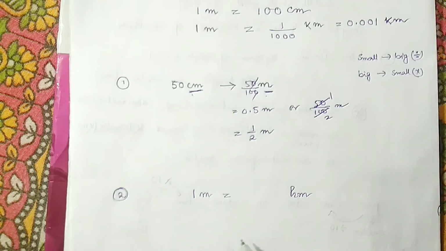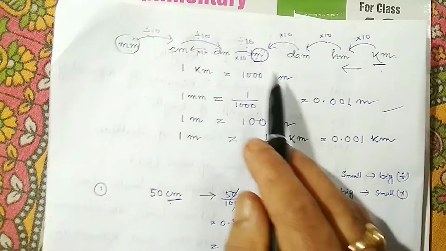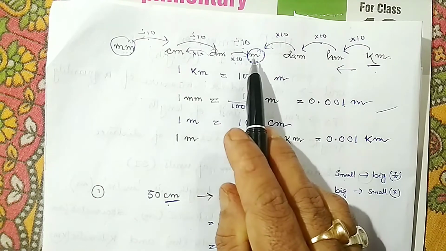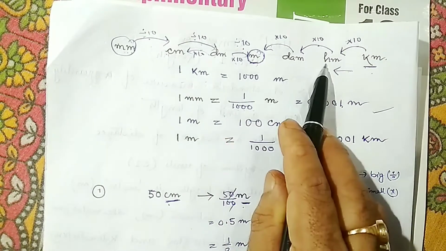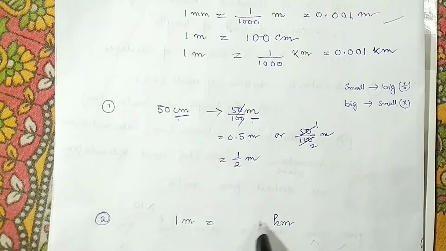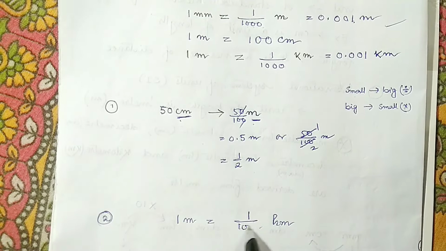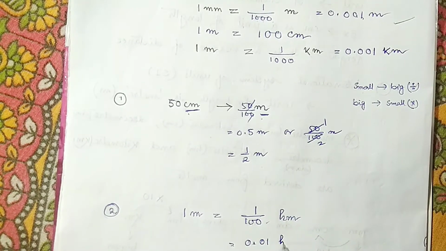If you want to convert 1 meter to hectometer, just see meter, hectometer. Whenever we go this side, that means we are going from smaller to bigger. Meter to hectometer. How many places? 1, 2. That means you have to divide, 1 divided by 100. That equals 0.01 hectometer.